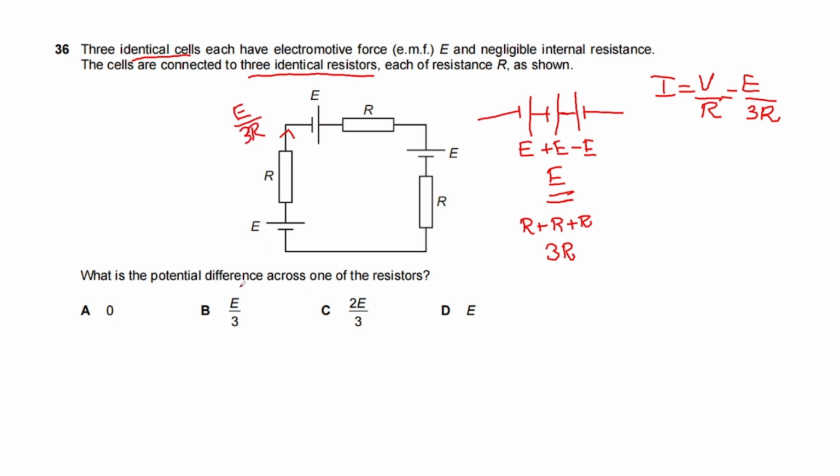What you need to find is the potential difference across one of the resistors. So use the same Ohm's law, V is equal to IR. Here the I value is E divided by 3R, and you are considering only one of the resistors, so multiplied by R. R and R get cancelled, so it will be E divided by 3, which means option D.